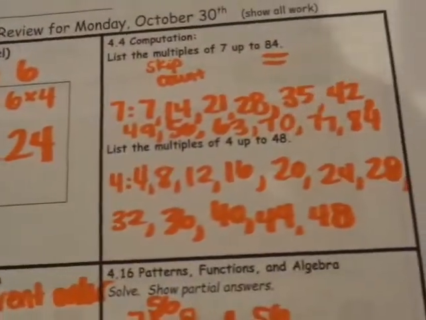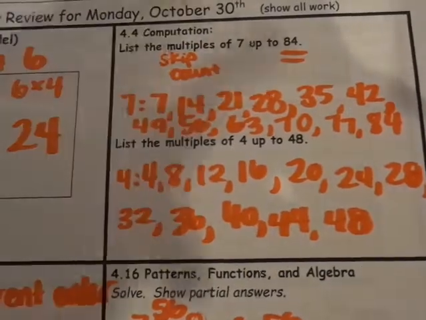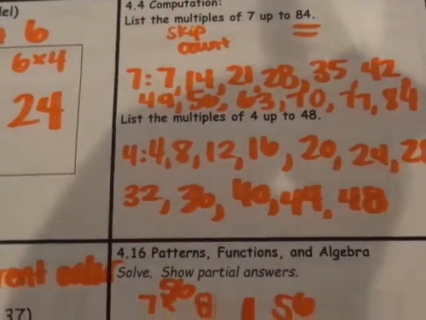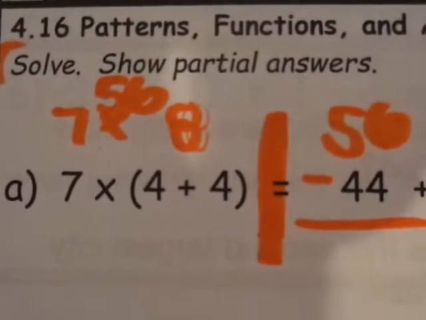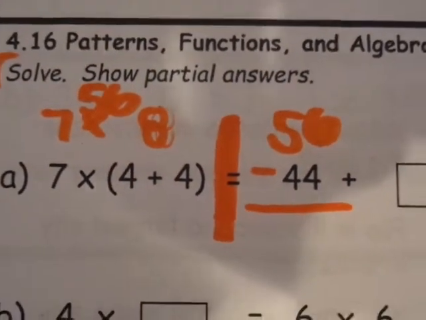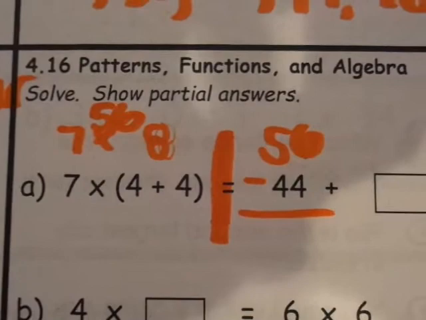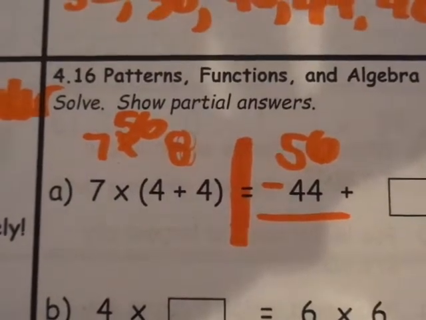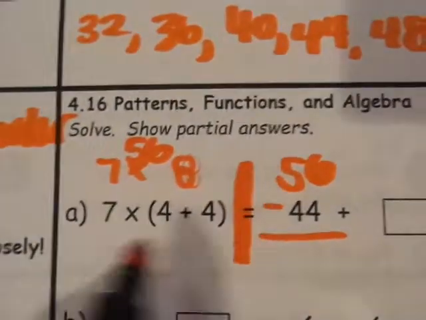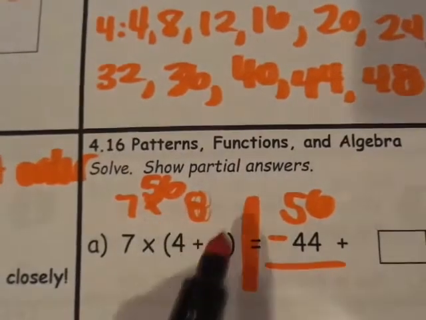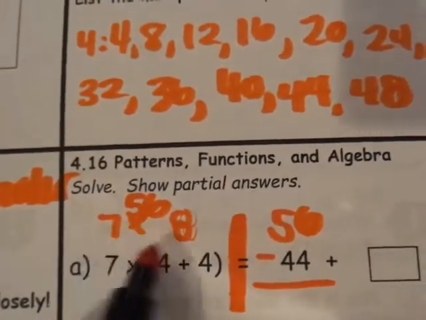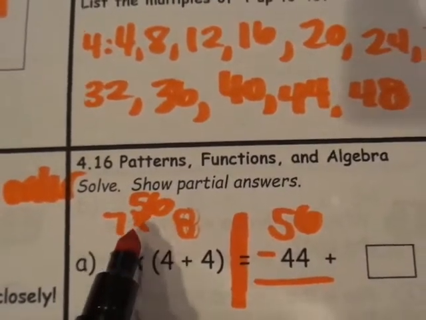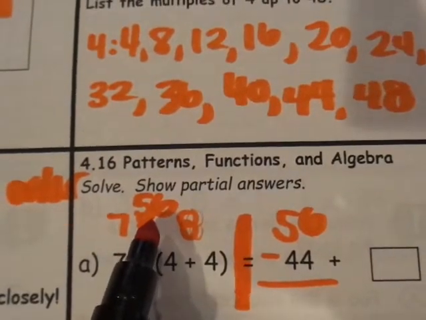All right, the next square is showing partial answers, and we have to figure out the full answer to it. So the first one is 7 times (4 plus 4) equals 44 plus blank. So I drew a line down my equal sign. And first I'm going to solve what's in the parentheses. 4 plus 4 is 8. And then I multiply that by 7. 7 times 8 is 56.